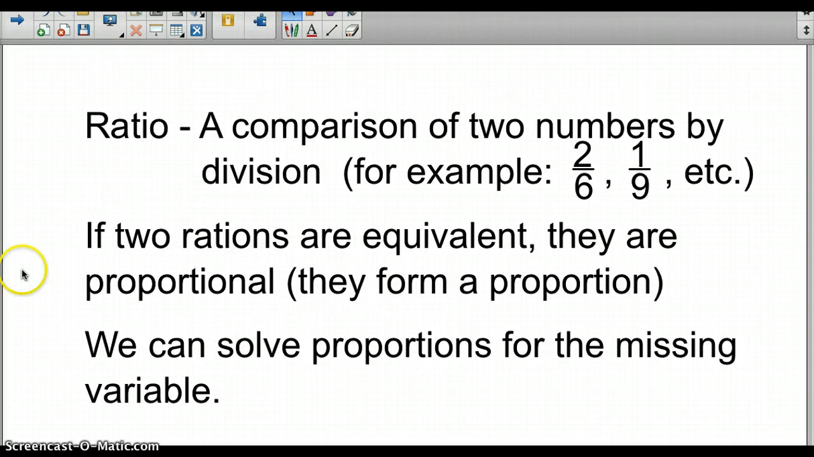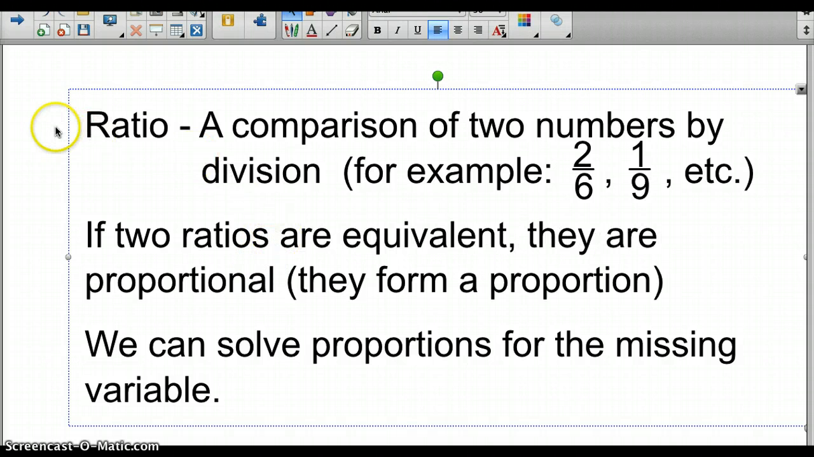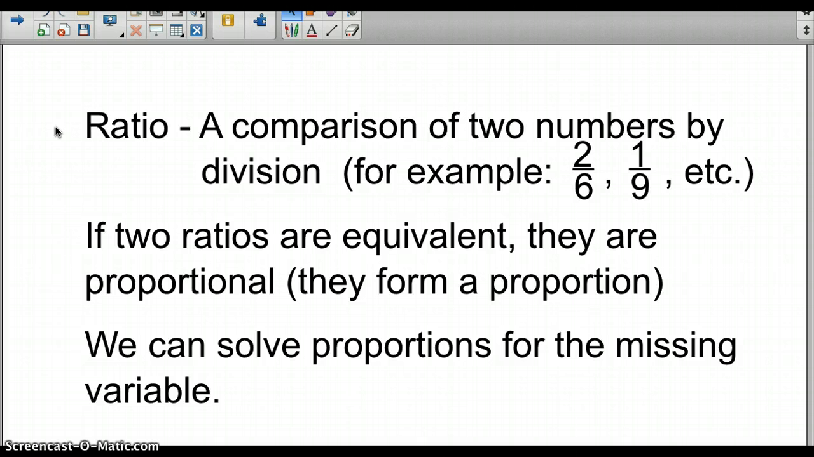Okay, let's look at a couple definitions. First, a ratio is just a comparison of two numbers by division. For example, the fraction 2/6 or 1/9, and anything else you want to come up with that relates numbers by division. Fractions are a common way of doing that. Now if two ratios are equivalent, they're going to be proportional. In other words, they form a proportion.